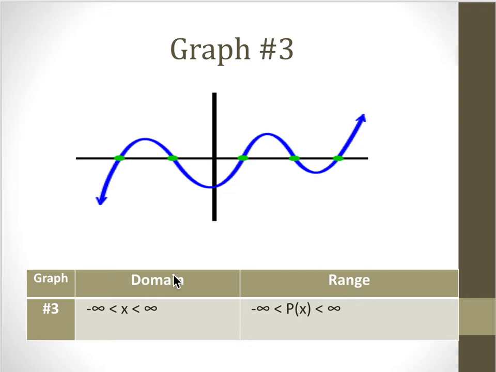So, again, the domain is the same. It goes from negative infinity to positive infinity. There are no x values that are not possible. Same with the range. It goes from negative to positive infinity. There are no y values that won't work because it goes towards negative infinity on the left. It's going to go down forever, and on the right, it's going to go up forever.